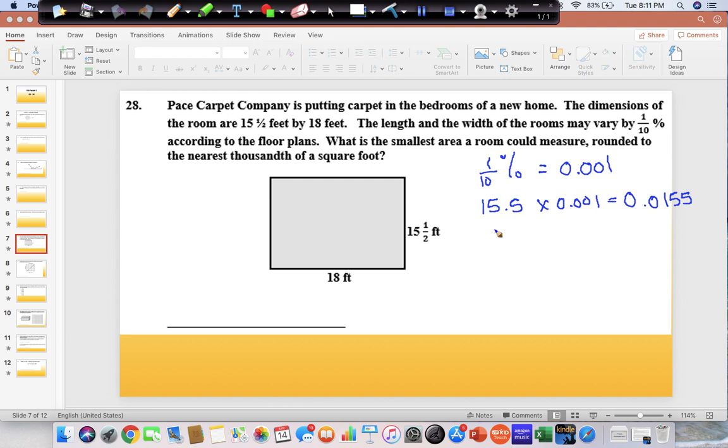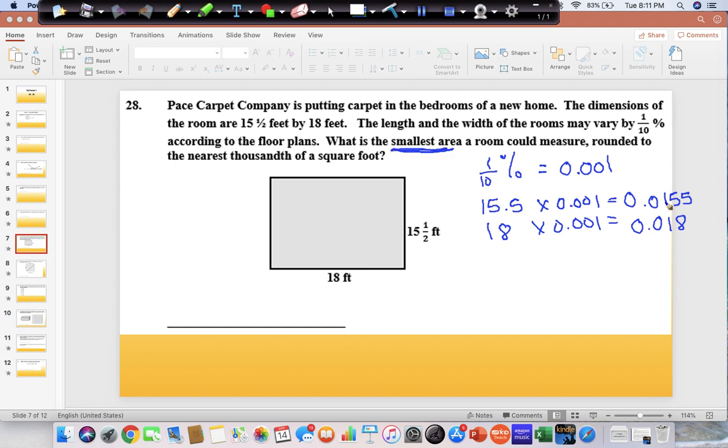Okay, and then we've got 18. We want to do the same thing. Multiply it times 0.001 or 1,000th. Okay, so then we put that in our calculator, and we've got 18 thousandths.